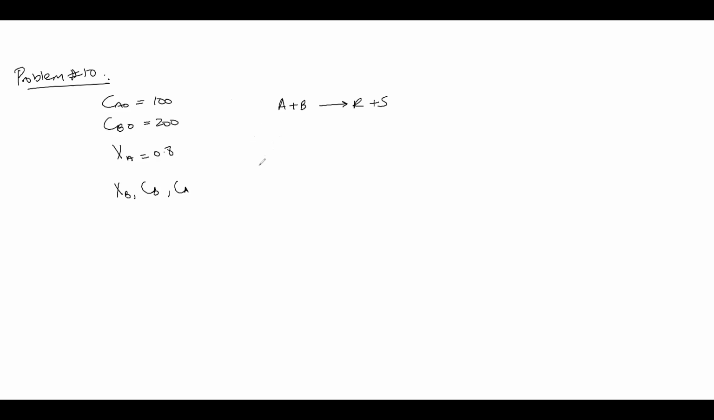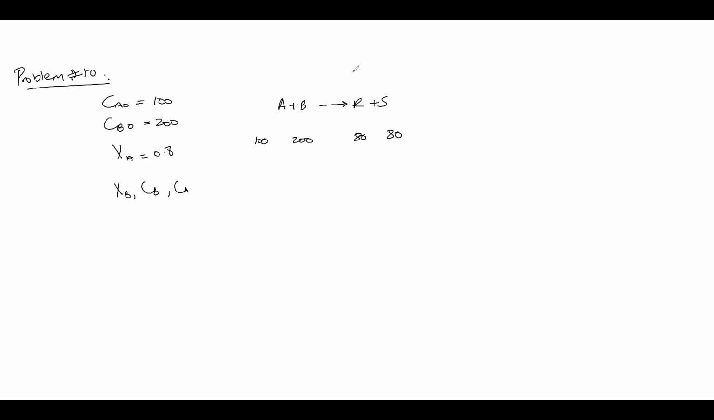So again, you're given the conversion, you're given the number of moles. One of them is obviously limiting in this case, right? So you can calculate what's leaving on the other side, right? I have 100 moles of A, I have 200 moles of B. How much do I get out of R? The conversion of A is 80, so I get 80 moles of R and 80 moles of S.